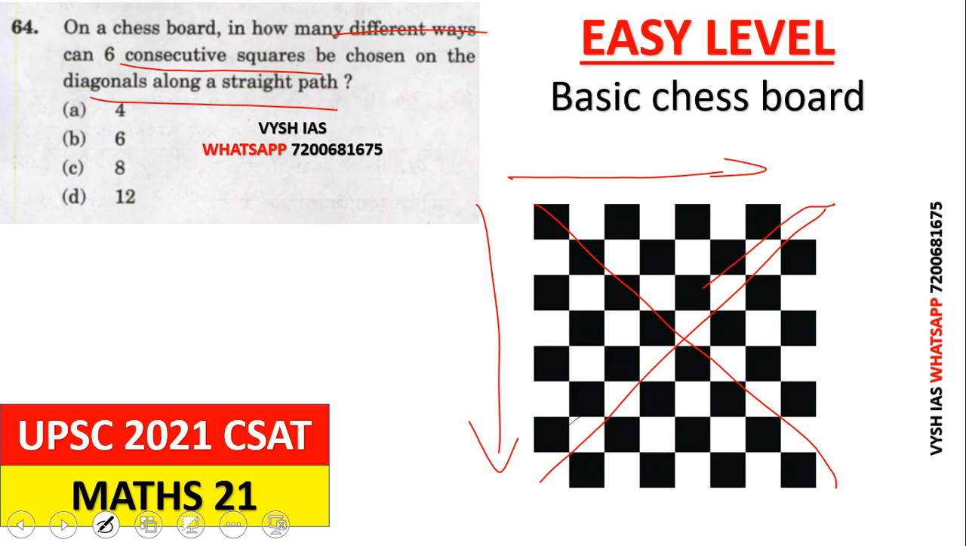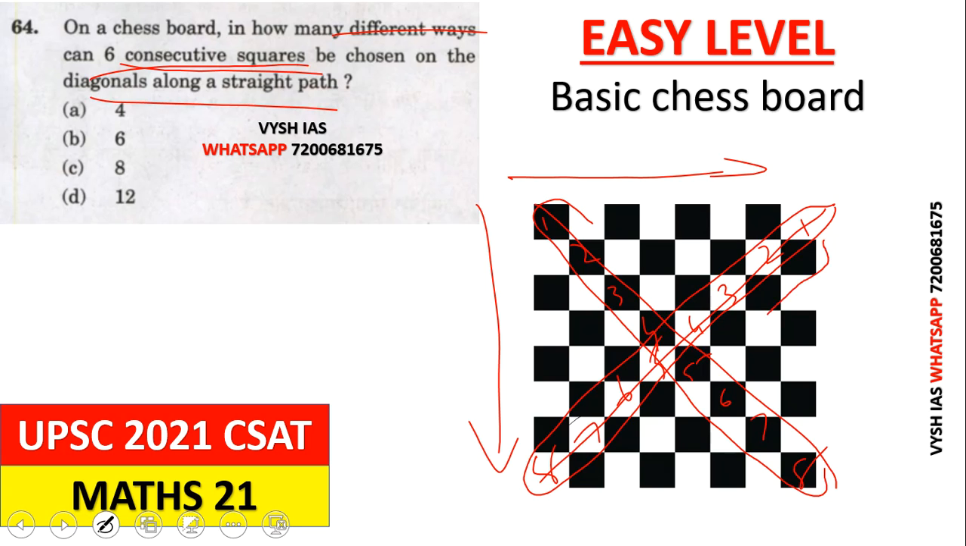So let me take, these are the 8 squares here, no? This white one which I am marking. These are the 8 squares, 1, 2, 3, 4, 5, 6, 7, 8, in one diagonal. And here the black squares, this is another second diagonal, 1, 2, 3, 4, 5, 6, 7, 8. They are asking you 6 consecutive squares. How can you choose? Okay, consecutive means 6 adjacent ones.